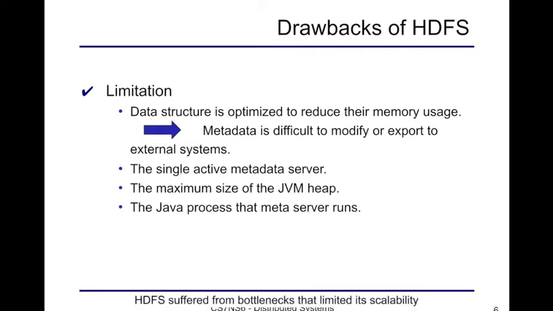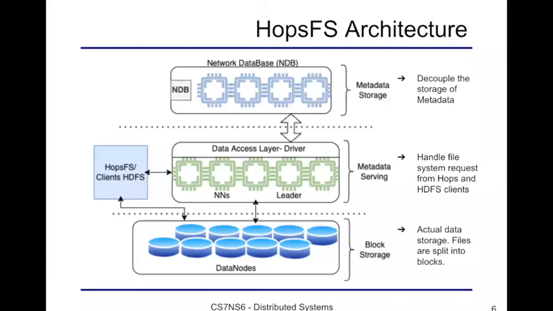HDFS suffered from bottlenecks that limited its scalability, preventing it from supporting large clusters. That's why researchers developed HopsFS, a next-generation distributed hierarchical file system to mitigate the HDFS scalability bottlenecks. This brings us to the next phase of file systems.